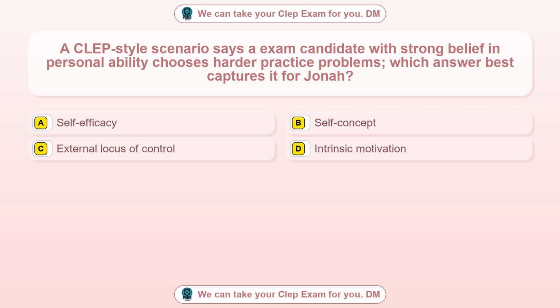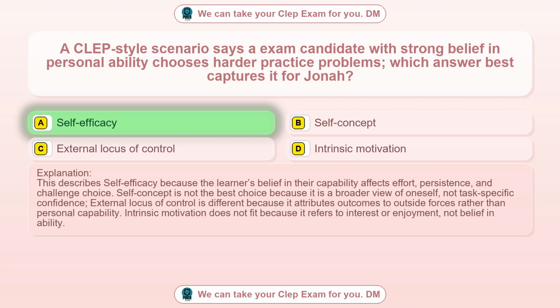Question 10. A CLEP-style scenario says an exam candidate with strong belief in personal ability chooses harder practice problems. Which answer best captures it for Jonah? Option A, self-efficacy. Option B, self-concept. Option C, external locus of control. Option D, intrinsic motivation. The correct answer is option A, self-efficacy.